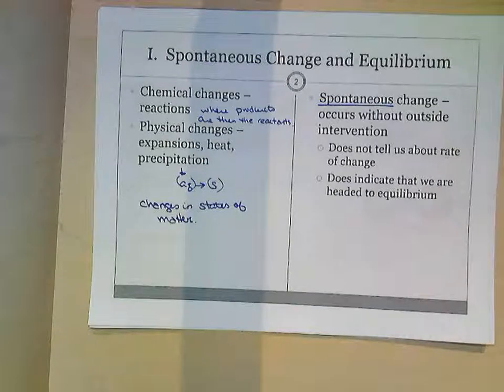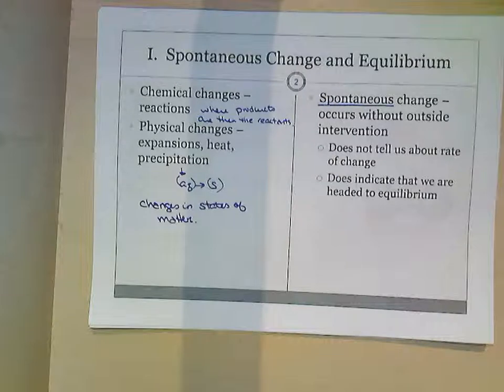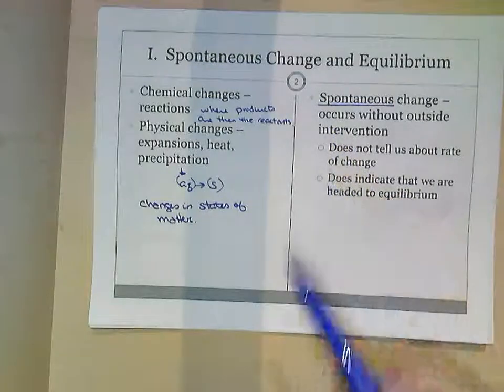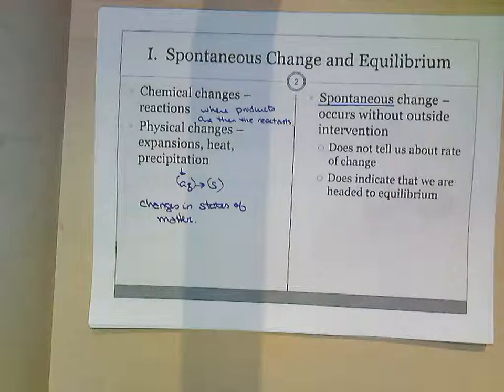So you have not done something to the reaction, but it has changed. Spontaneous does not imply speedy. When we use spontaneous in English, you think of instantaneous. If it's a spontaneous moment, you decide on the fly that you're going to drive to Vegas. That's a spontaneous decision. It'd be a long drive. But that's not true in chemistry. Spontaneous just tells us that we are headed towards equilibrium.